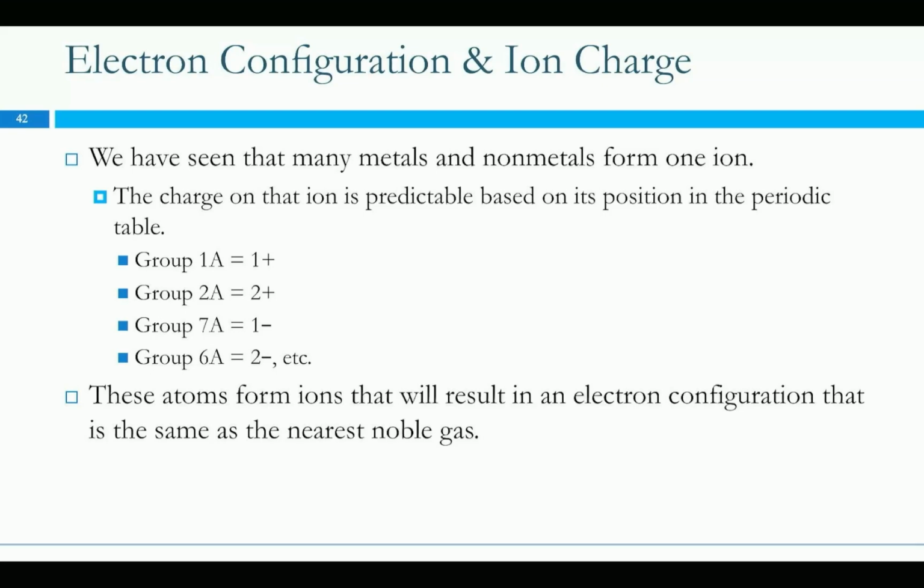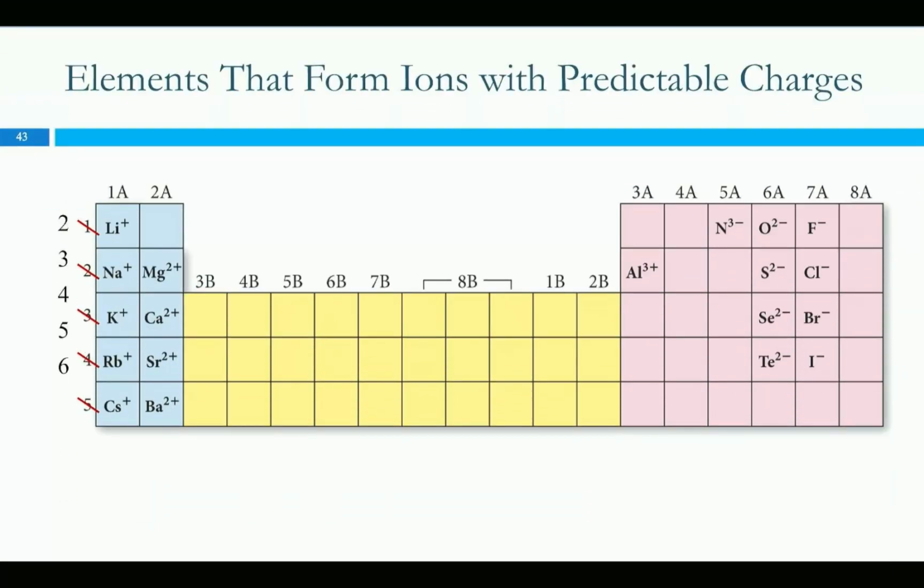So those are a lot of the predictable charges. There's some other ones on here. So nitrogen almost always forms a 3 minus because if it's here, it needs 1, 2, 3 more electrons to have a noble gas configuration, which means it's got 3 more electrons than protons. And aluminum will predictably lose 3 electrons to have the same electron configuration as neon.